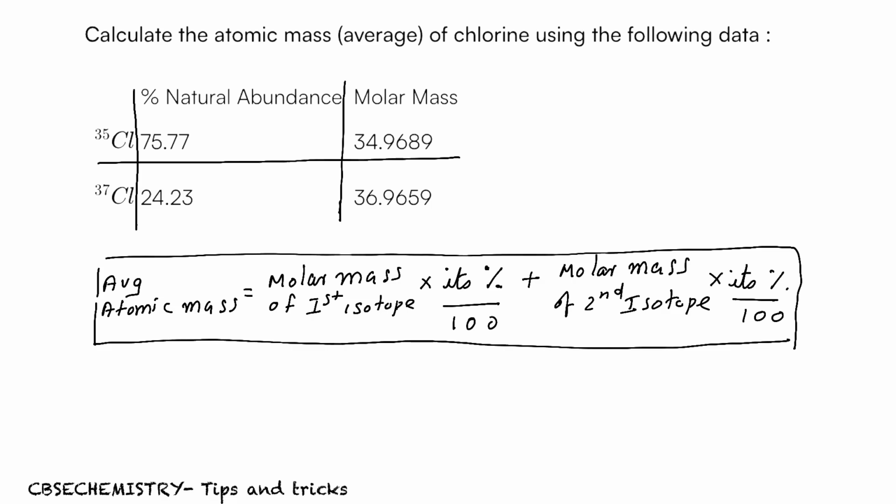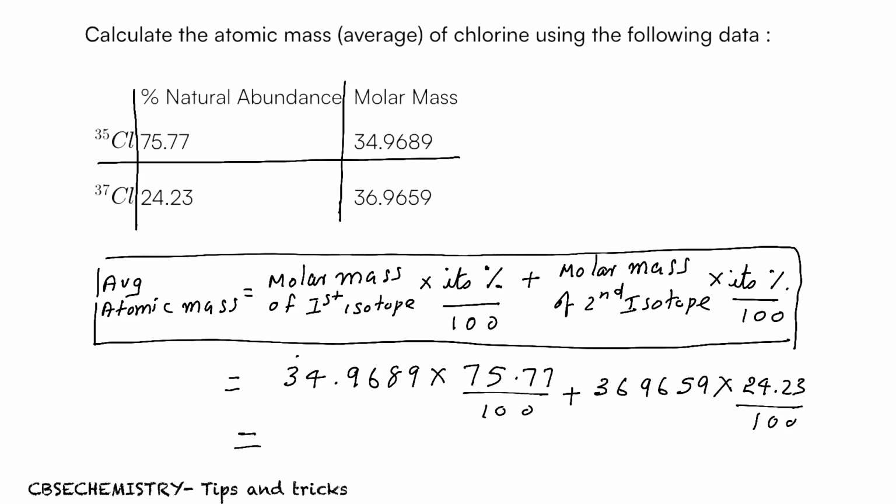For finding the average atomic mass, you must know this equation. Molar mass of the first isotope, here it is 34.9689, into its percentage by 100. What is that? 75.77 by 100, plus molar mass of the second isotope, this value, into its percentage, 24.23 by 100. On calculating we will get 35.45 gram per mole. Hope all of you understand.